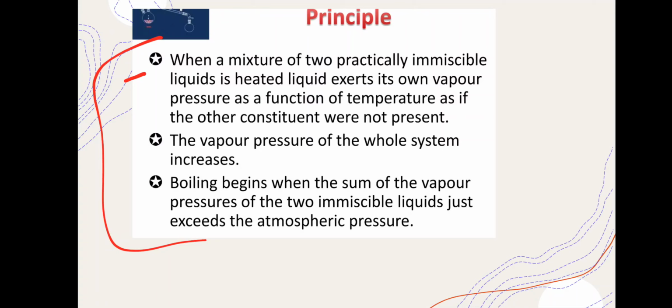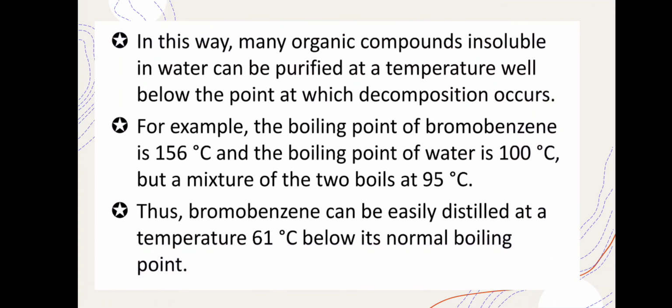And the vapor pressure of the whole system increases. Boiling begins when the sum of the vapor pressures of the two immiscible liquids just exceeds the atmospheric pressure. Boiling begins when it exceeds the atmospheric pressure. For example, what is the boiling point of water? 100. If it exceeds 100, then only boiling takes place.